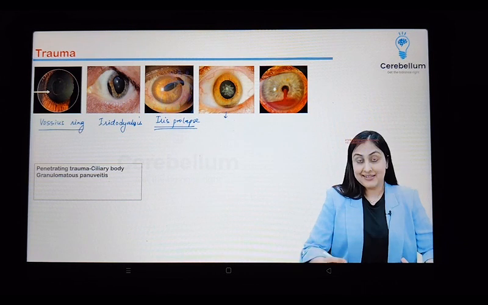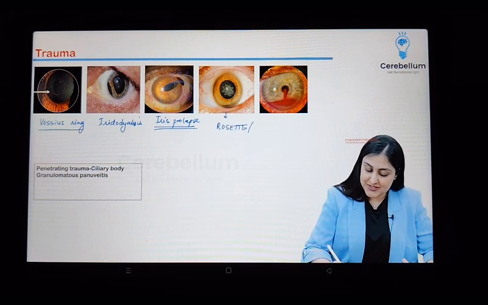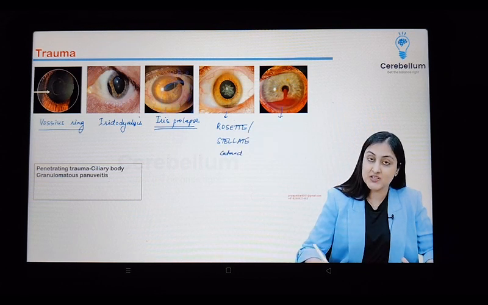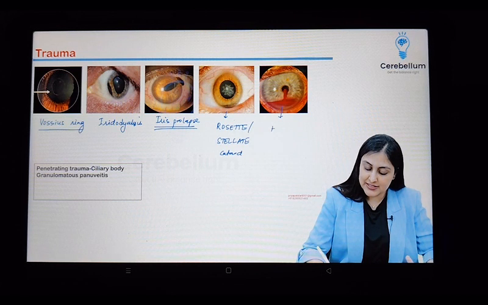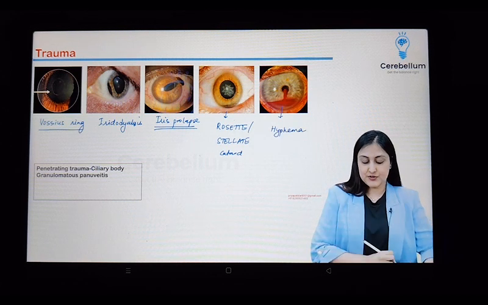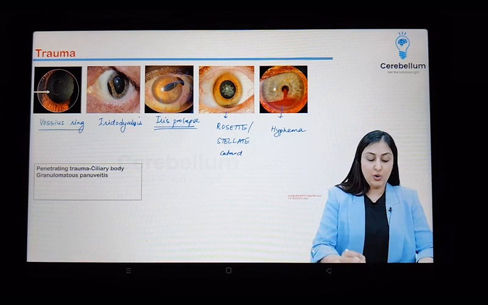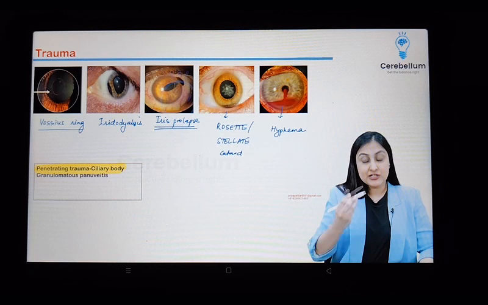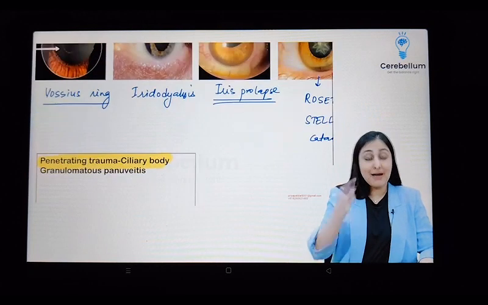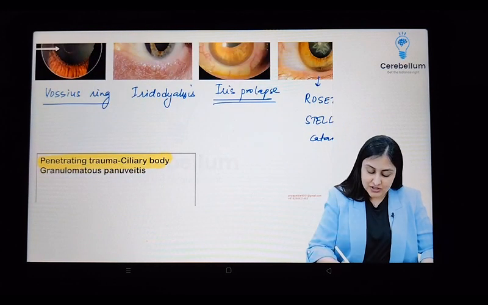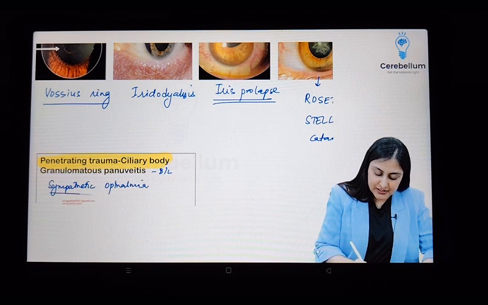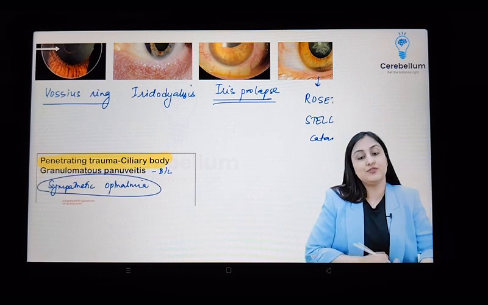What you're seeing here is a cataract which is a result of trauma. So this is your rosette or stellate cataract which happens after trauma. And what you're seeing here is blood in the anterior chamber. So this is hyphema. So these are the complications of blunt trauma. A lot of questions come in penetrating and perforating trauma. In the eye, whenever the ciliary body is injured, what will result is a bilateral, not just in the affected eye, but bilateral granulomatous panuveitis, and this is known as sympathetic ophthalmia. So remember, sympathetic ophthalmia, what is going to result is this granulomatous panuveitis bilaterally.